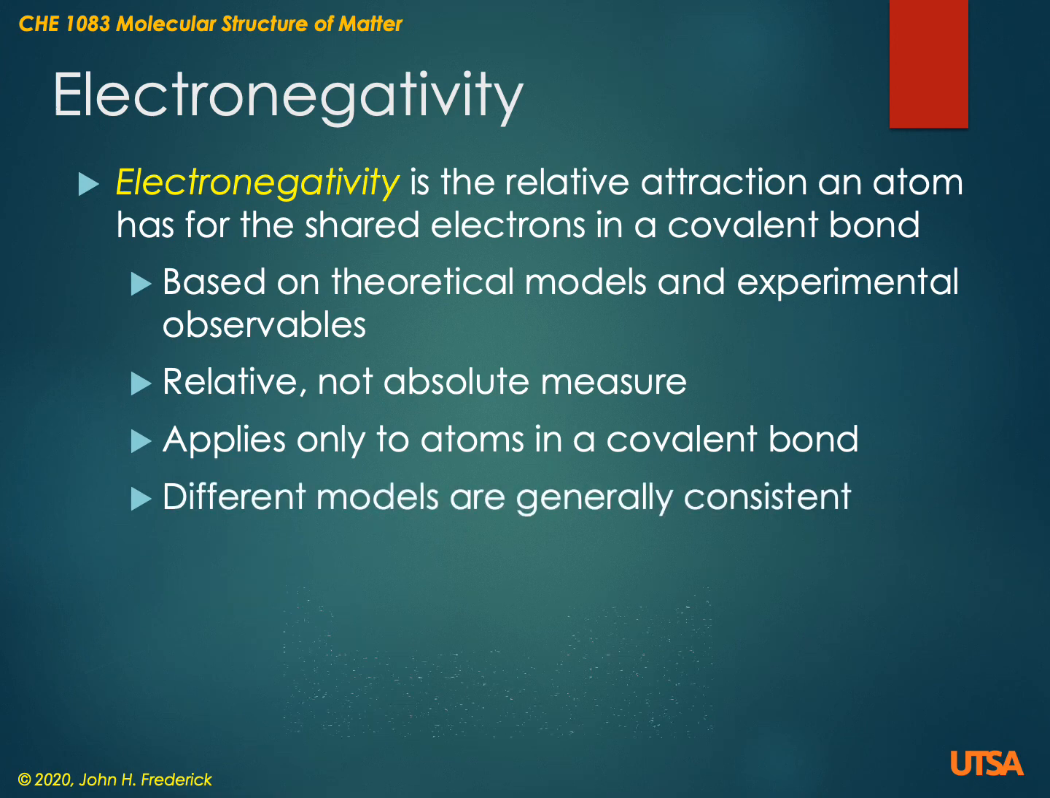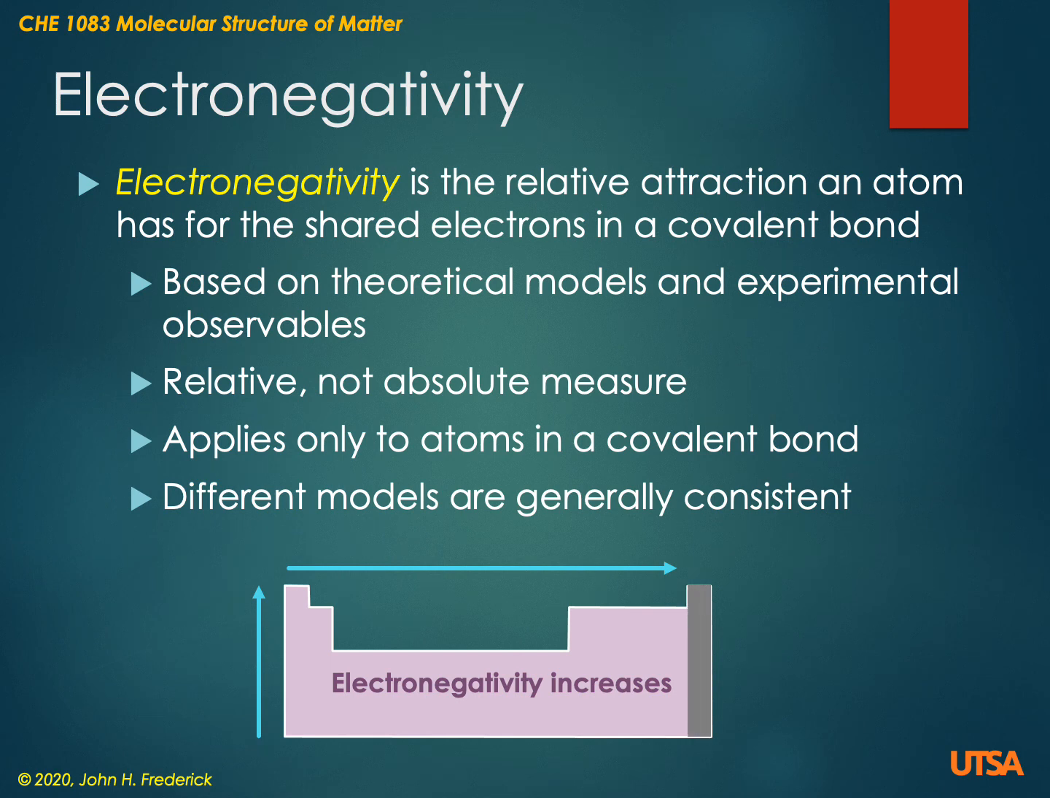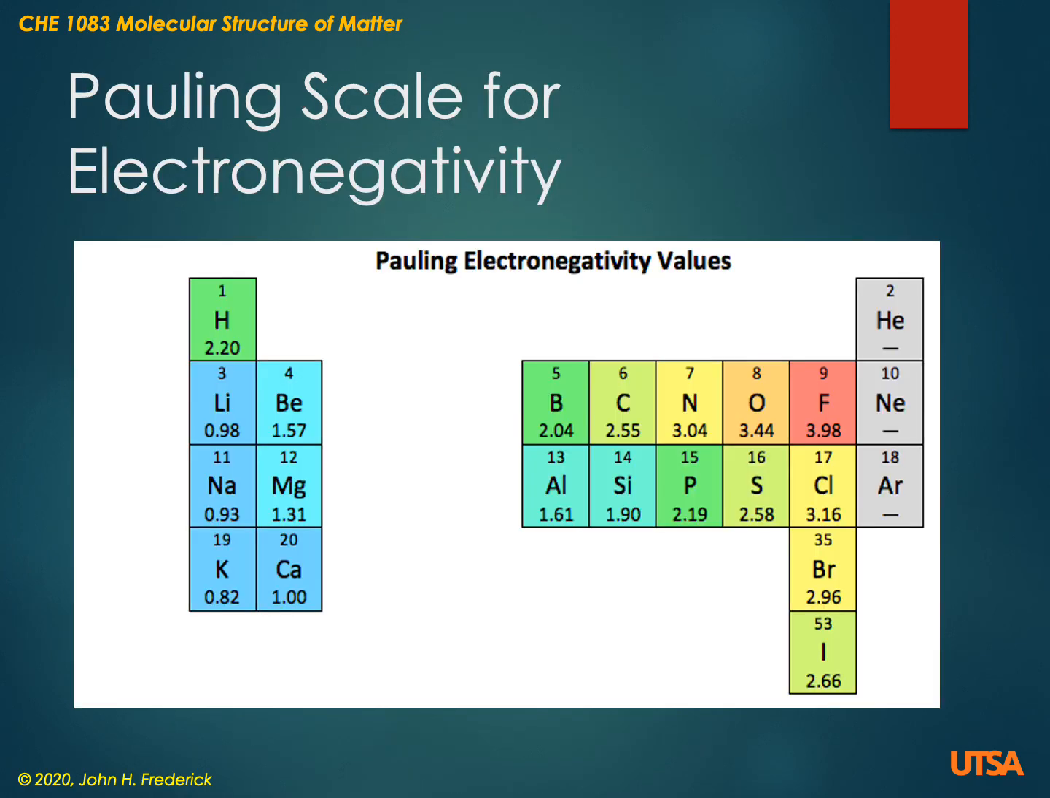While different models are generally consistent, they show the same kinds of trends. So here's a mock-up of the periodic table, and electronegativity is going to increase as we go up and to the right. So notice this is equivalent to going to smaller atoms. So in general, you could say that the smaller an atom is, the more likely it is to have a higher electronegativity. That, of course, excludes the noble gases, and since they do not participate in covalent bonding, their electronegativity is basically zero.